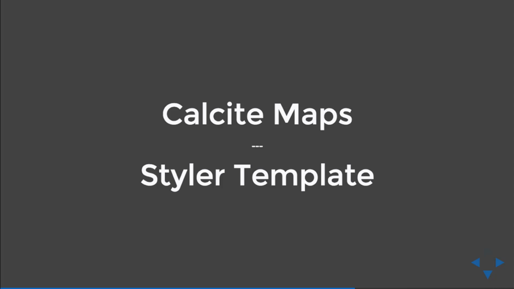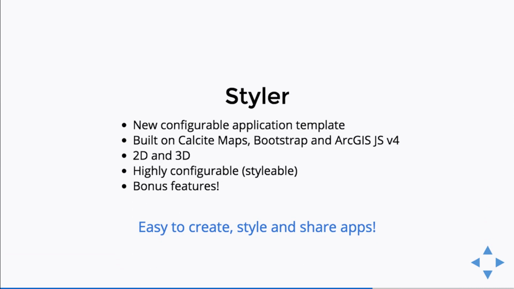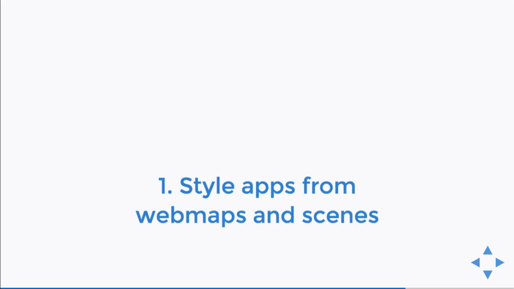So this is the Styler template. The Styler template is a new, configurable map app, and you can get this in ArcGIS Online today. It's built on top of Calcite Maps, so nothing should surprise you here when we work through this. It supports 2D and 3D, so it's one code base, which is really nice. And it has all the configurability or stylability that Calcite Maps does. So it should make it easier to create style, and then sharing is also super important.